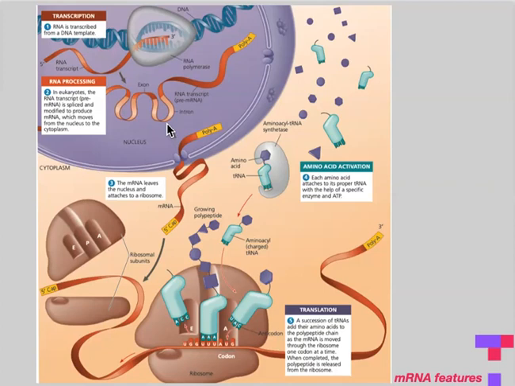into the cytoplasm. Besides that, there are also a few other modifications that happen. Addition of a poly A tail, and also addition of a 5' cap. And so through these modifications, the mRNA is now ready for transport out of the nucleus. After it exits out of the nucleus, it now attaches to a ribosome.